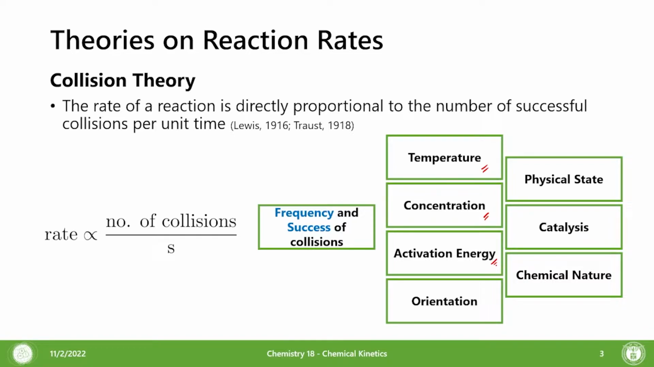Activation energy: those requiring lower activation energy will require less energy in order to successfully react with each other, so the success rate is higher. The orientation, of course, increases the success rate if it's in the correct orientation. The physical state: whether the molecules can access the surface of a solid, or if they're homogeneously mixed in a gas or liquid, that can affect the rate of the reaction. So this falls into the category of number of collisions per unit time. Catalysis makes the collisions more successful. And chemical nature, like catalysis, also affects the success of your collisions.